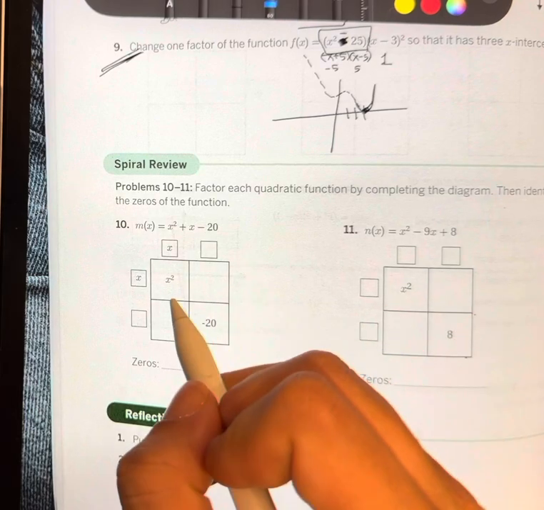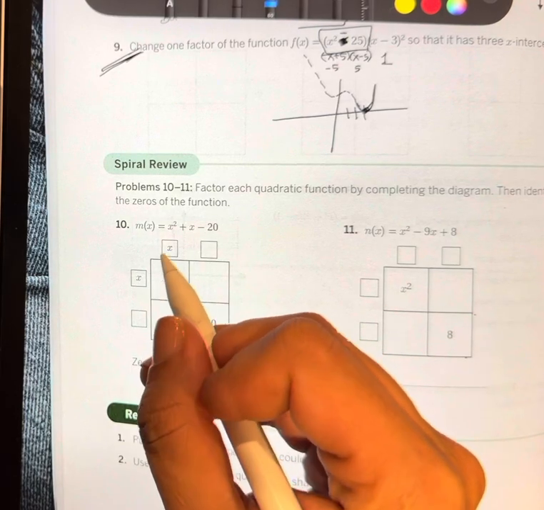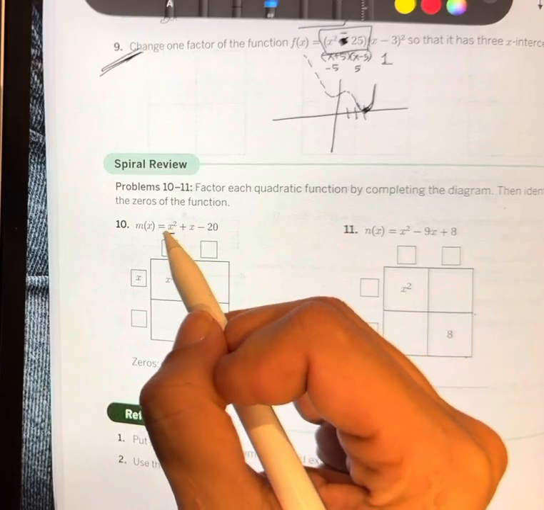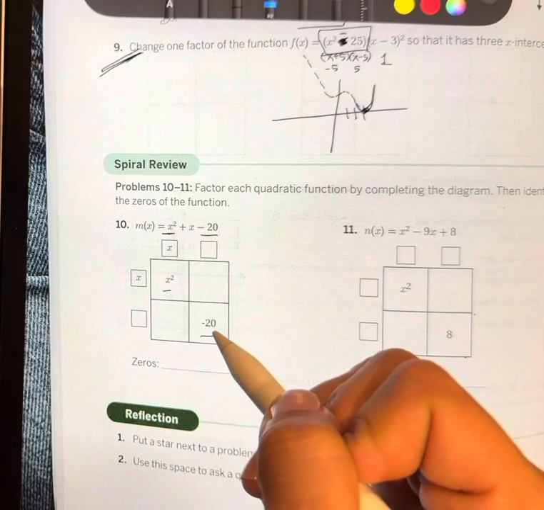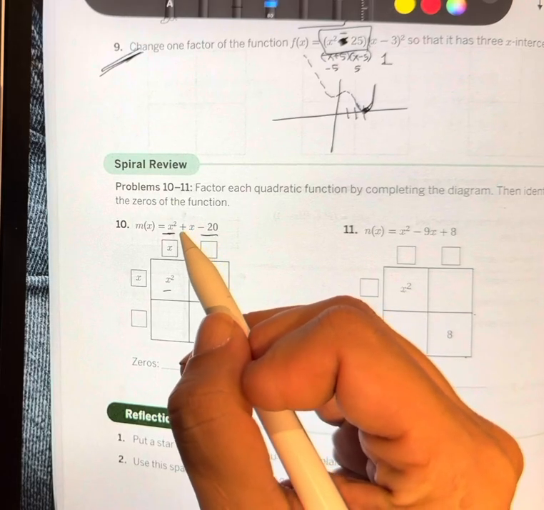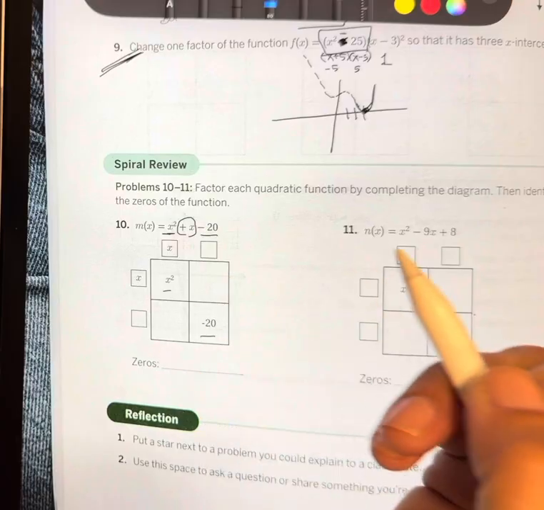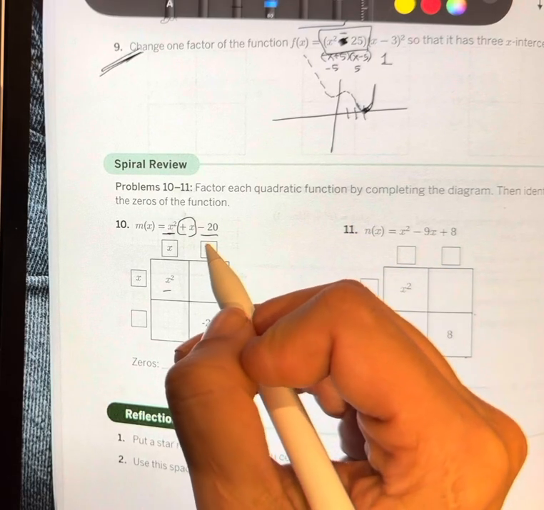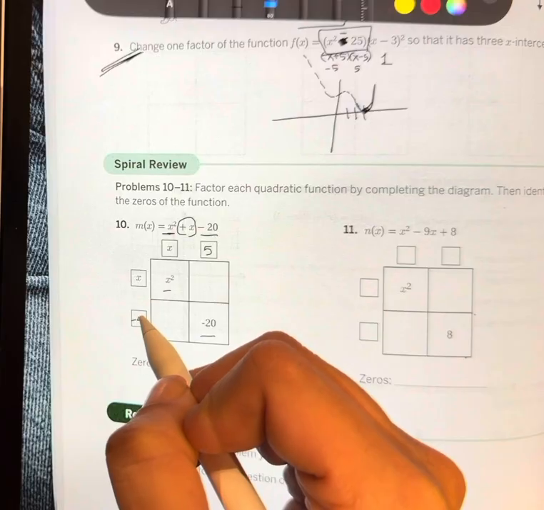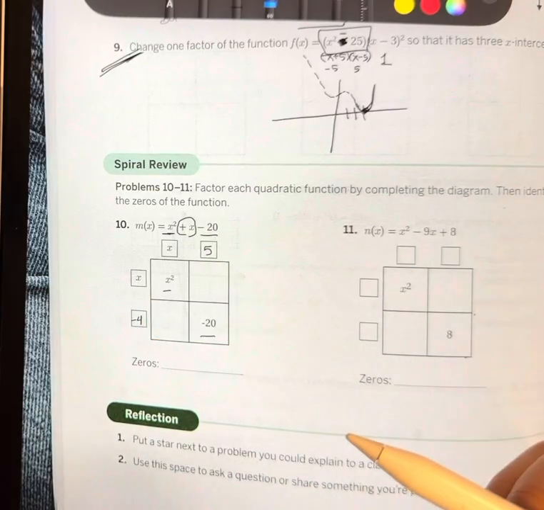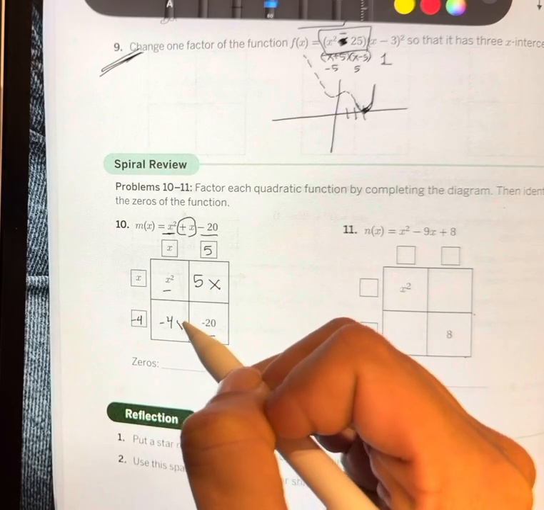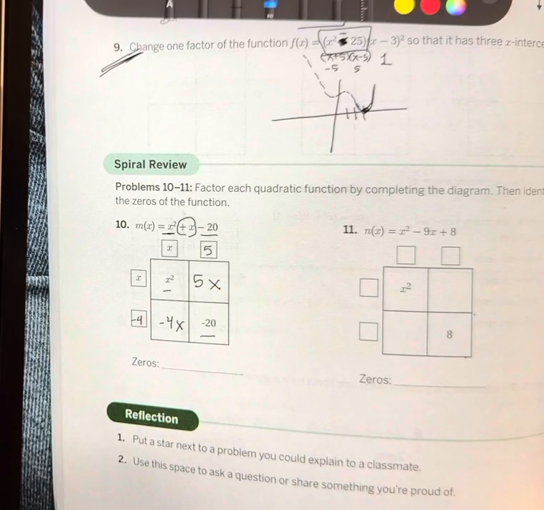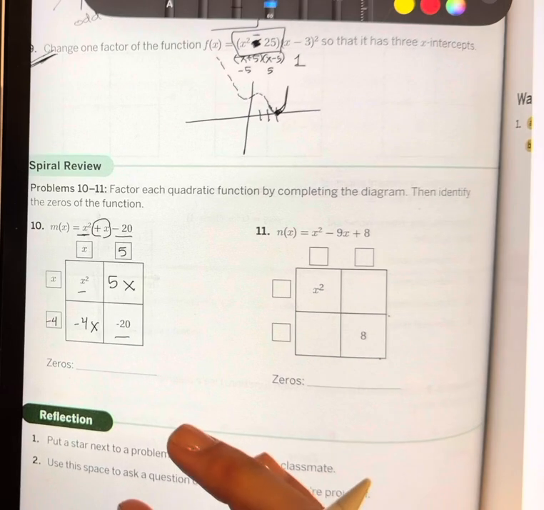Let's see what happened here. I got x squared, so they put x and x. Remember how always the first guy goes in the first box and the last guy goes in the last box. So now I need to make a -20, but also a +1 when I add these 2 boxes. All right? So I'm thinking a +5 and a -4. They multiply to make -20, and then a 5x and a -4x adds to make that x right there. So it's like a little bit of like deductive reasoning or working backwards.